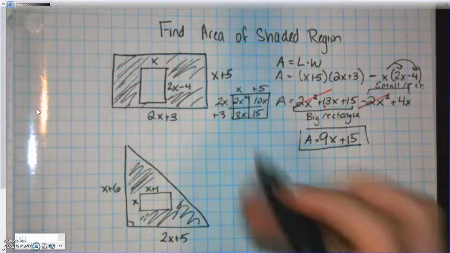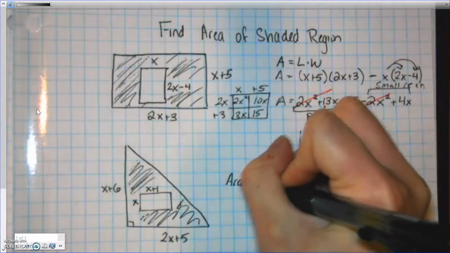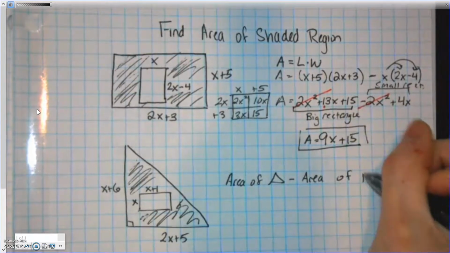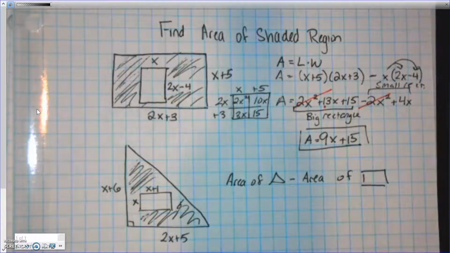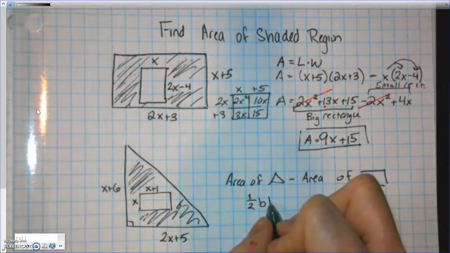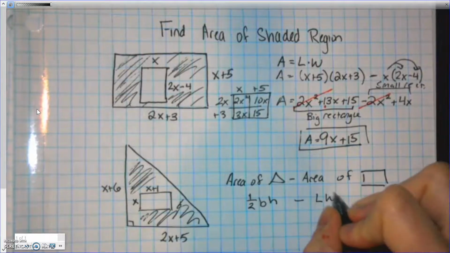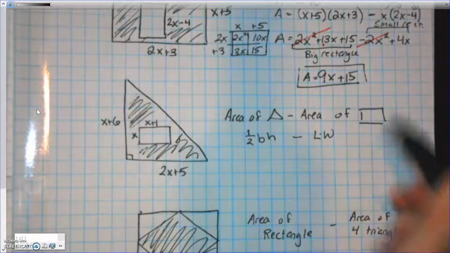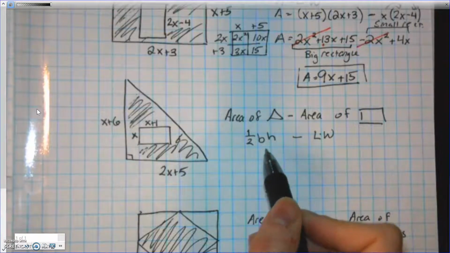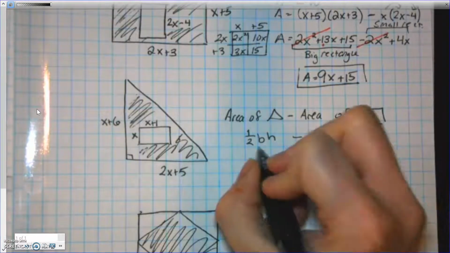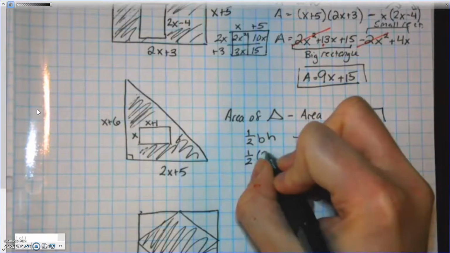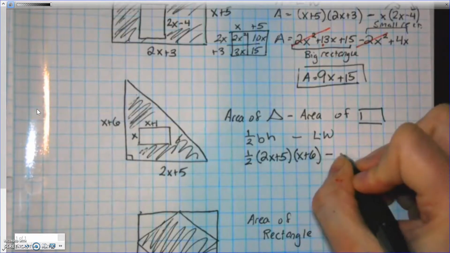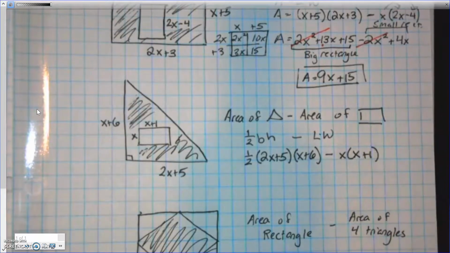In our second problem, we are going to have to do the area of the triangle minus the area of the rectangle. And we know area of a triangle is 1/2 base times height, minus that length times width. So you notice how I'm still using the same formulas, but instead of plugging in values for base times height, I'm going to have to plug in expressions. So it's going to be 1/2 times 2x plus 5 times x plus 6, minus x times x plus 1.